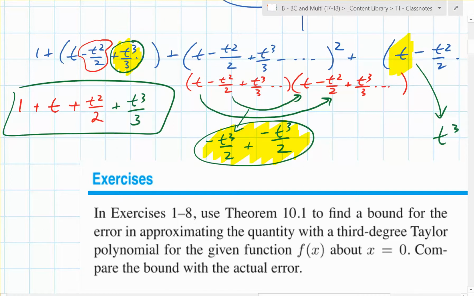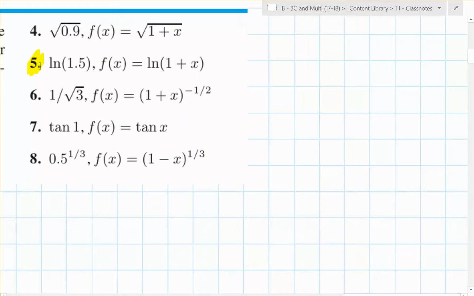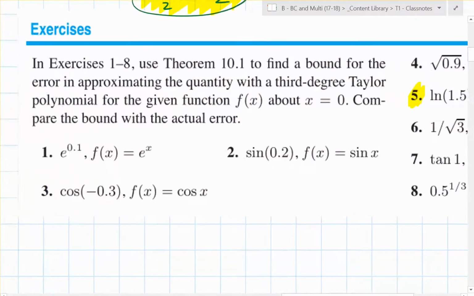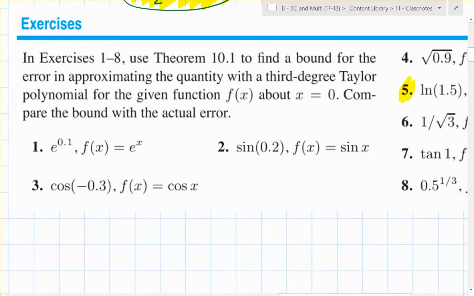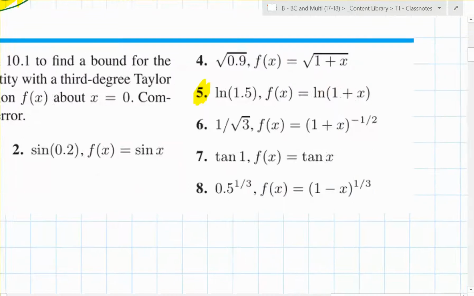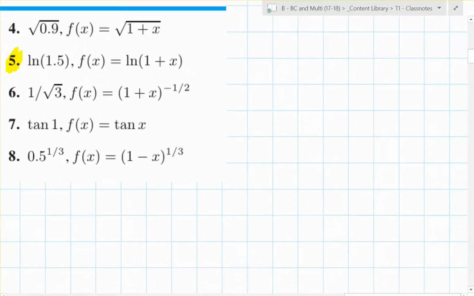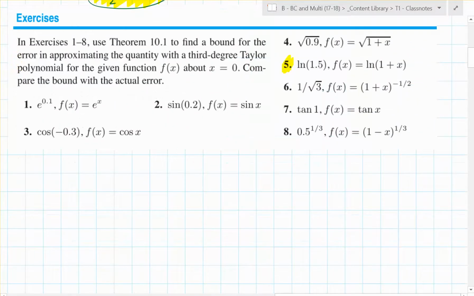Yeah, there's a pattern. What is it asking here? I think we're supposed to estimate. Use the theorem to find a bound for the error in approximating the quantity with a third degree Taylor polynomial for the given function. Compare the bound with the actual error. We did one just like this. So what's the first thing you need to write down? The first thing you need to write down is n equal to, in this case, 3.